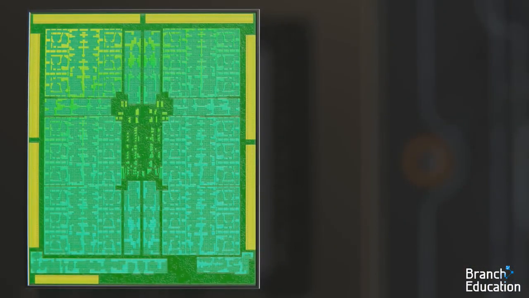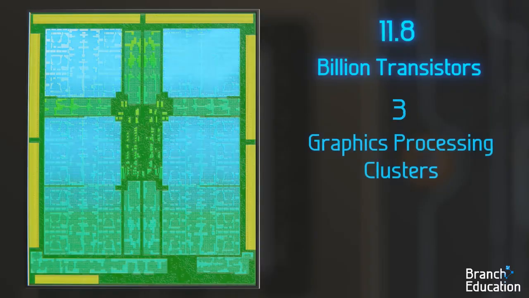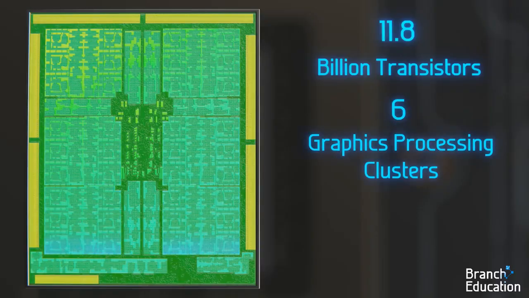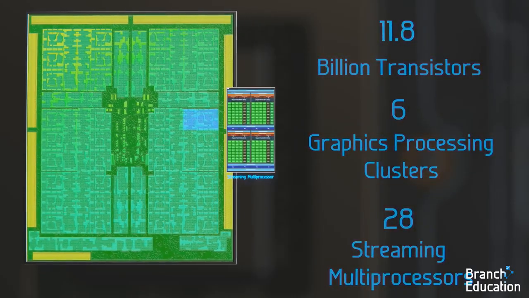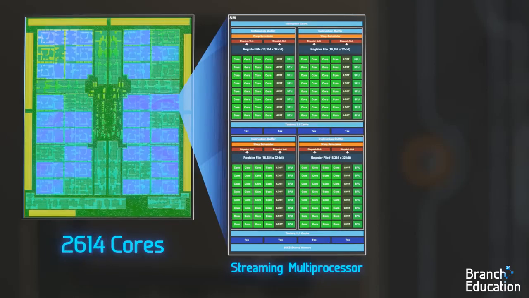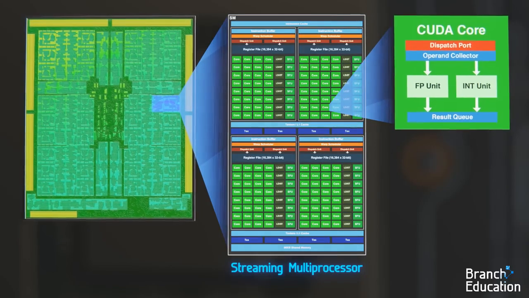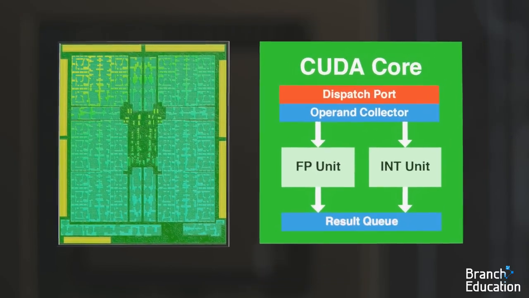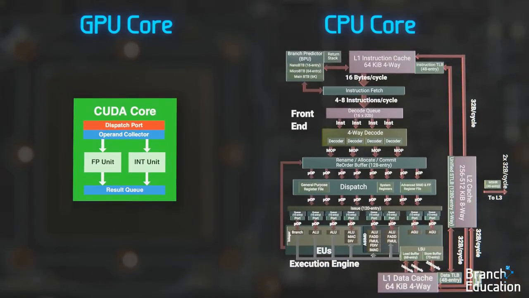In here are approximately 11.8 billion transistors organized into 6 graphics processing clusters, totaling 28 streaming multiprocessors. Each streaming multiprocessor is composed of 128 cores, resulting in a total of 3,584 cores. Each core has sections for integer and floating point arithmetic, and sections for queuing in the operands and collecting the results, and is far simpler than a CPU core.